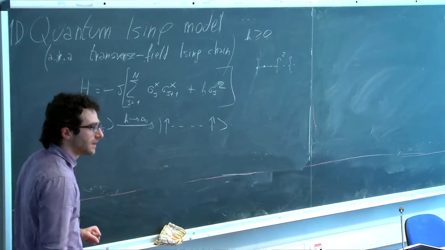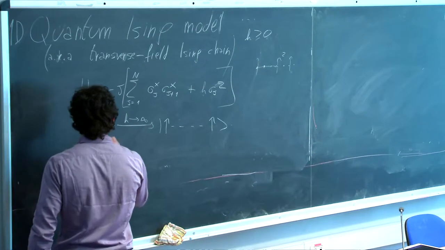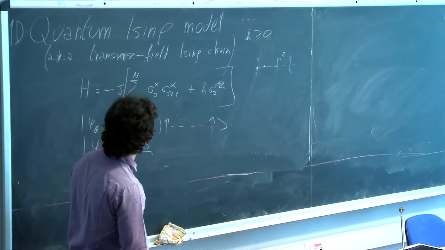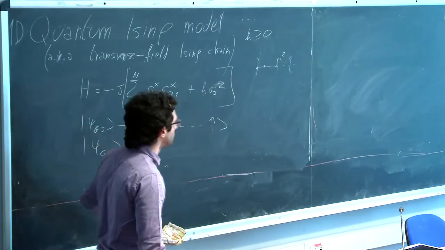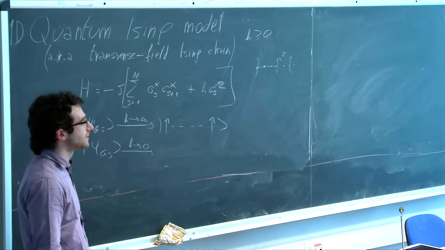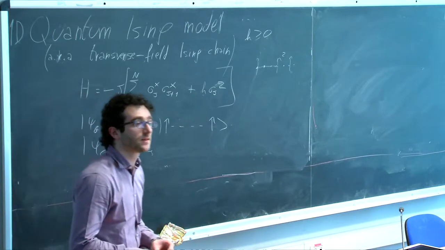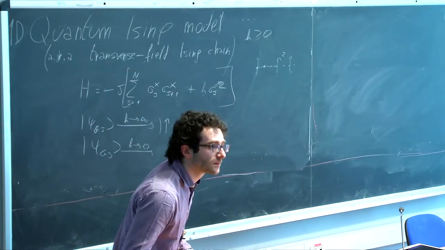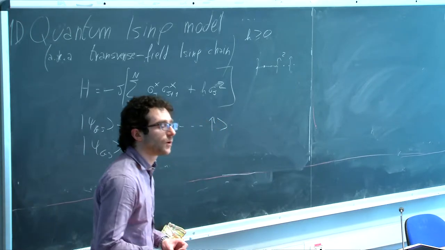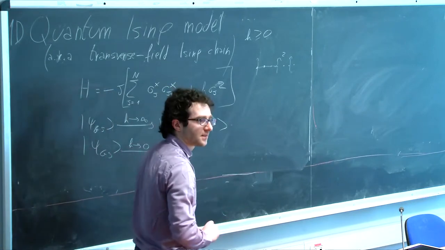So we already know something. What about h goes to 0? If h is equal to 0, what do we know? We don't have this term, we have just the remaining Hamiltonian. So what's the ground state?